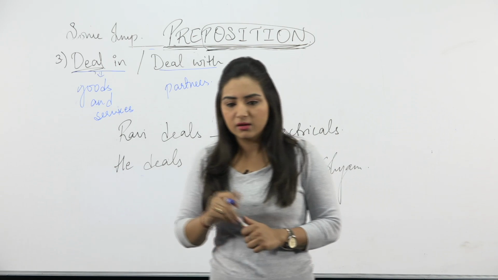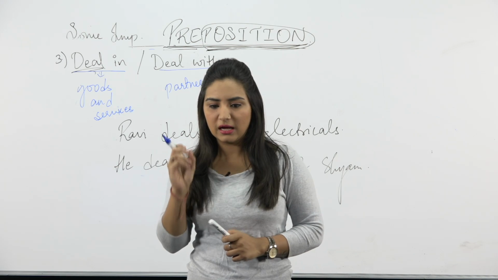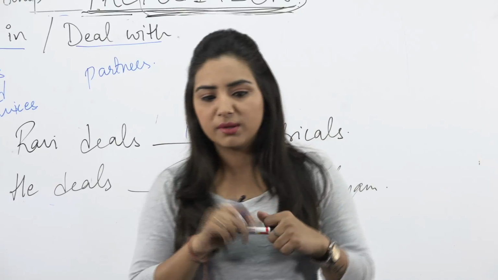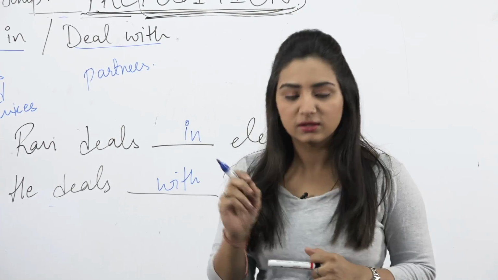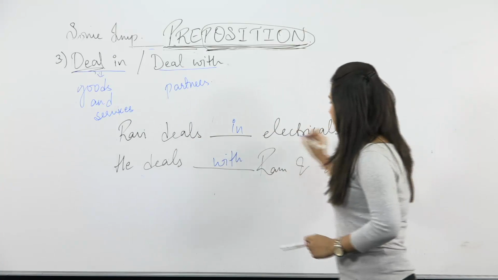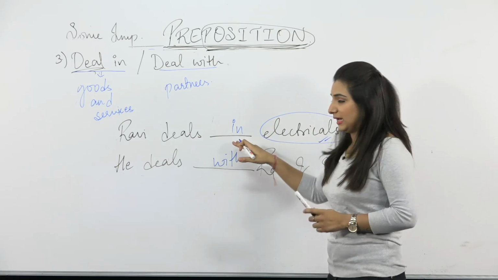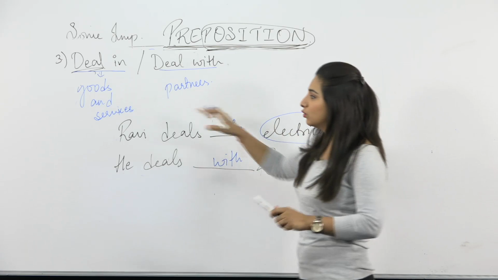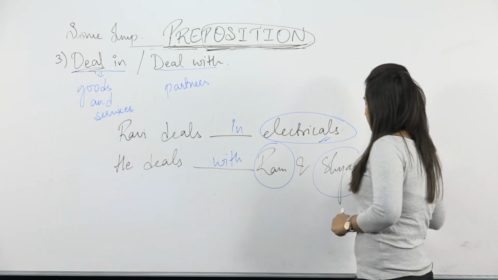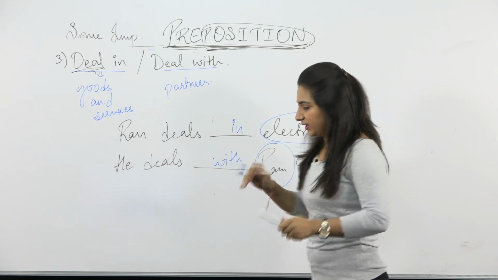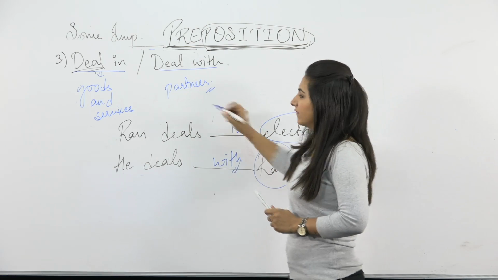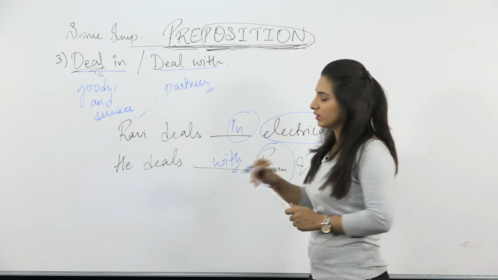Okay. Lucky, Prithvi, Sharad, Abha, Saroj, Naren, Pragati, Lokesh, Dikshit, Ankur, Aman, Vibhuti, Vinod, Rajat, Pravat, Sai, you all have answered correctly. What? Ravi deals in electricals. Why have we written in here? Because electricals are the goods that he deals in, right? And if I say he deals with Ram and Sham, that means he has a business with Ram and Sham. So whenever we have partners to write, we'll write with, and when we have goods or services to write, we'll write in.